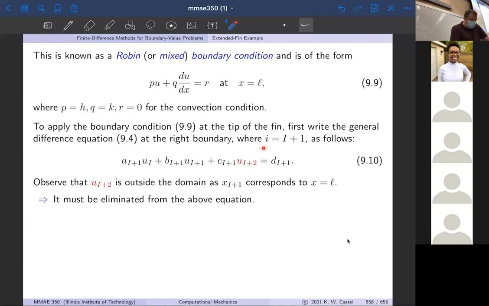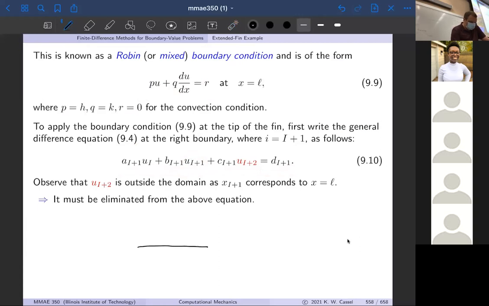So I'm going to write it at little i is capital I plus 1. So this is our difference equation 9.4. Here it is, the same thing as we had before, but now written at little i is capital I plus 1. Before we wrote it at little i is capital I. Now it's capital I plus 1, right at the boundary. And you look at it, the first term, A I plus 1 times U I, okay, that's fine. U I plus 1, that's the boundary value. But then the C I plus 1, U I plus 2. Oh my, wait, what's that?